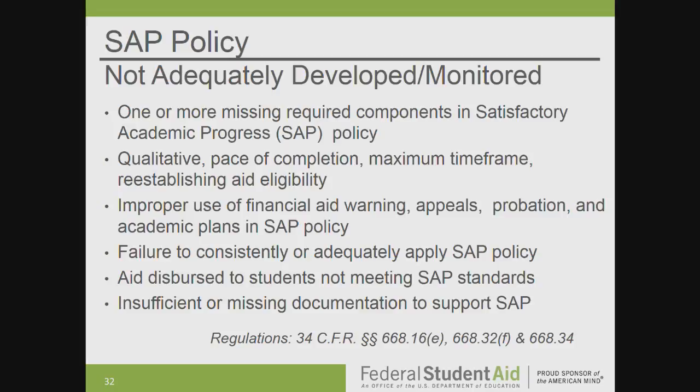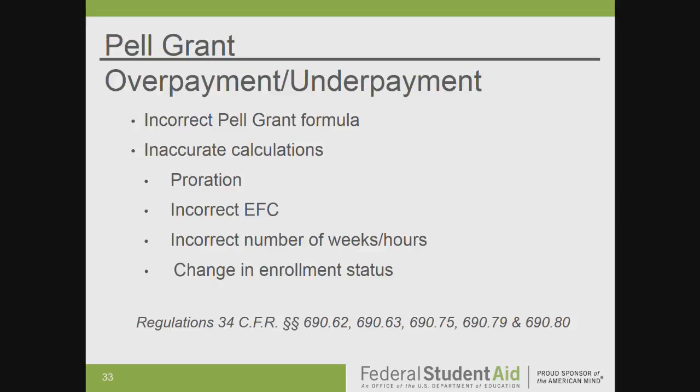Now, some solutions to prevent this finding: making sure your appeal documentation is strong. The regulations do not tell us exactly what should be in your appeal documentation, but you want to make sure it's strong. I always tell schools the more documentation on an appeal, the better. You can use an SAP checklist for student files or store an SAP checklist in your system. And also conduct periodic random file reviews for SAP. You want to remember that SAP can result in very large liabilities, so you want to make sure you're compliant on this finding. The next finding we'll discuss is Pell Grant overpayment or underpayment.